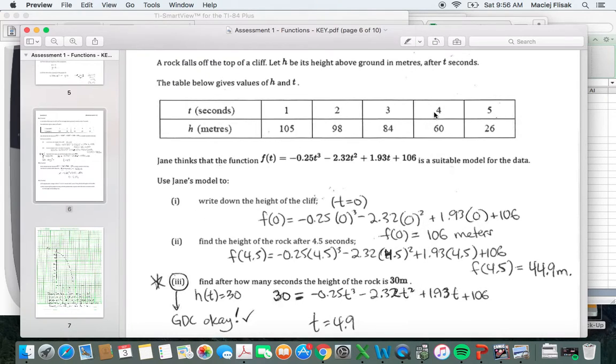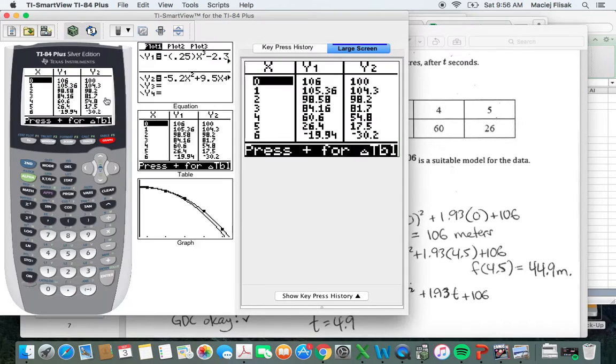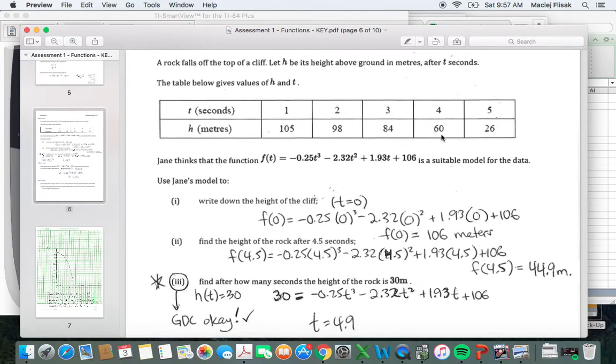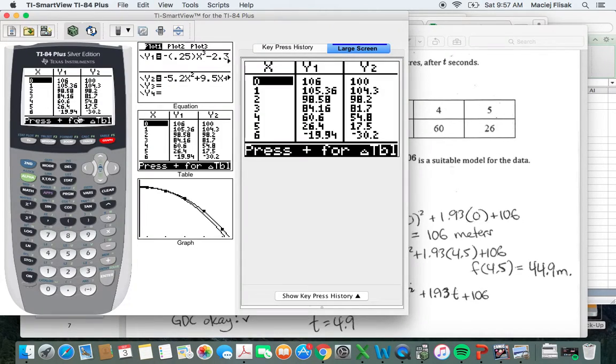Let's look at 4 seconds. In the real falling of the rock, at 4 seconds it is at 60 meters. Now, her function, 60. Wow, hers is right on. His, 54. And that's what we saw happening on the graph here. His just started falling below the real data, whereas hers really stayed close to the real data. Let's look at the last point. In the real data, 26 meters after 5 seconds. On her function, 26. His function, 17. See, his is falling way below. Hers is sticking to the data.